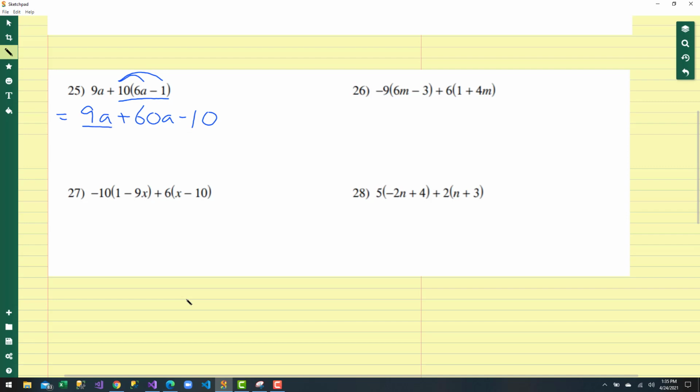Okay. Now I'm going to combine the like terms here. I underline them, a and a. And this is just sitting idle there.